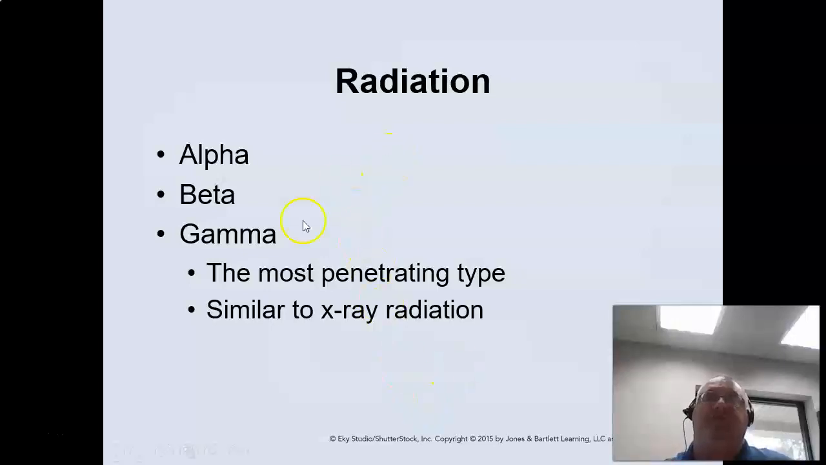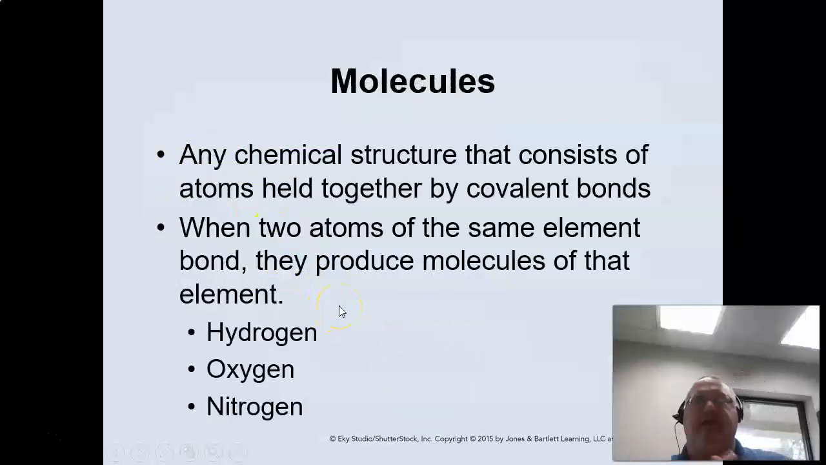But again, as far as doing damage, by the way, alpha will do the most if it gets inside. The problem is it has a problem getting inside. Same way with beta. It has a major problem. But the gamma radiation, again, is very penetrating. It can very easily do that.